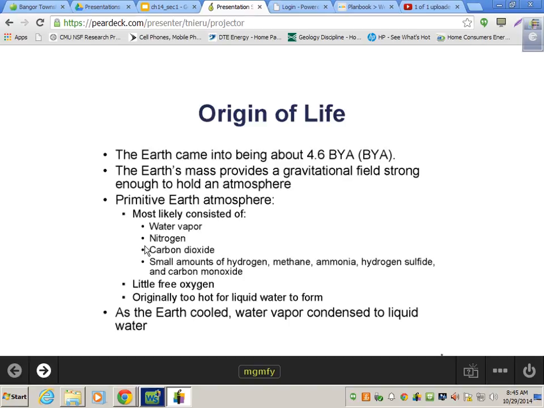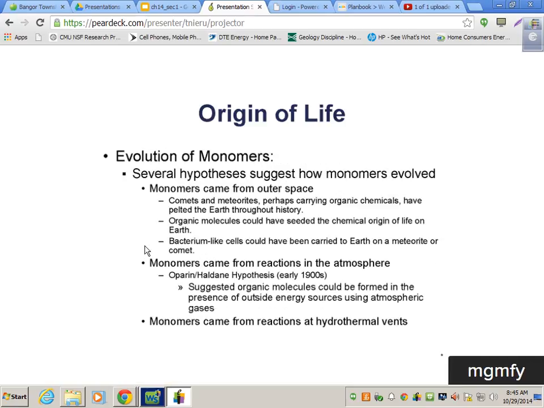Okay. So looking at the evolution of monomers, we just talked about some. You cannot have polymers without monomers. So the very simplest things that would have had to form would have been these very first monomers. There are several hypotheses that suggest how monomers evolved. And monomers, we know, have come from outer space. This is the first one.